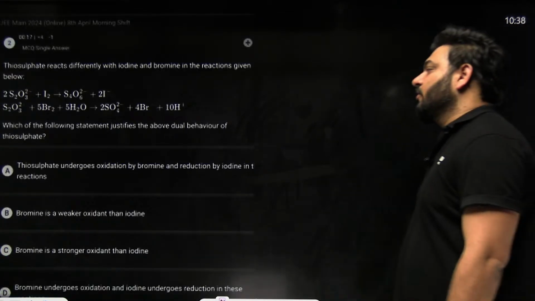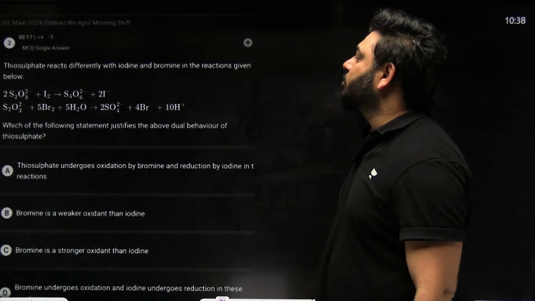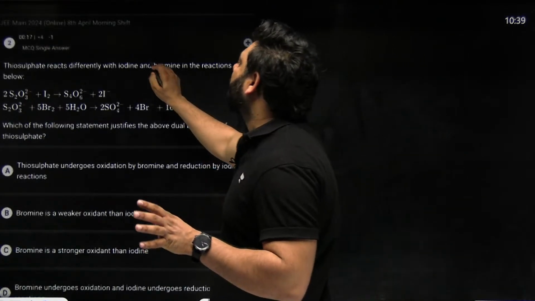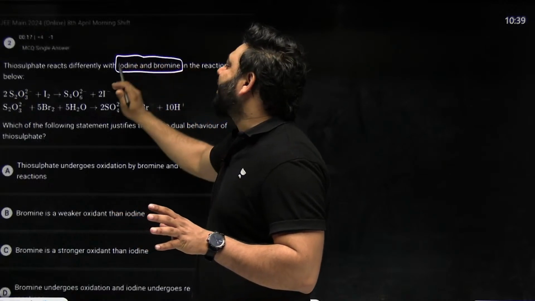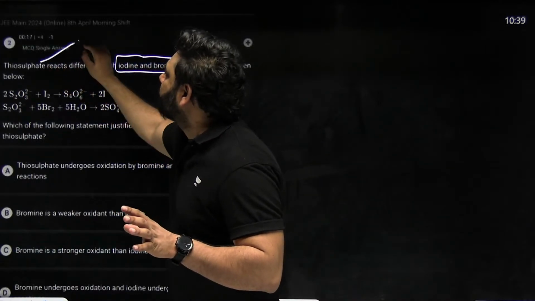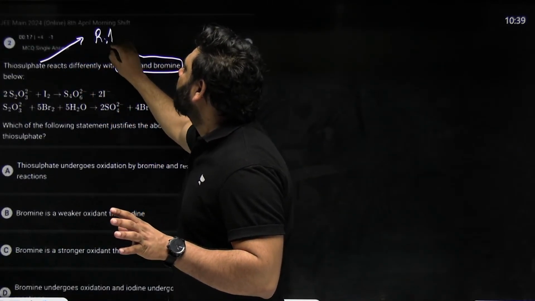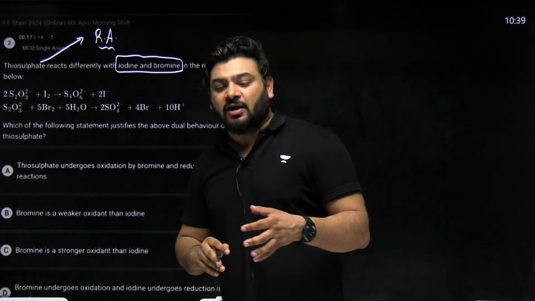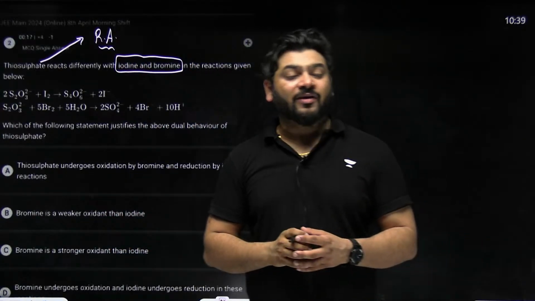Next is this question, everybody. Now let us check out this question. Thiosulfate reacts differently with iodine and bromine. So thiosulfate is actually a reducing agent. It reduces the other species. And if it is a reducing agent, definitely bromine and iodine will be working as oxidizing agents.